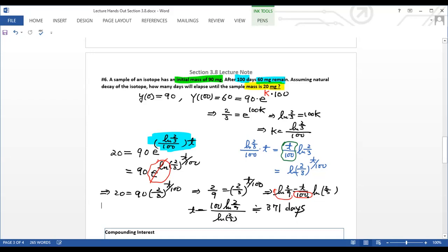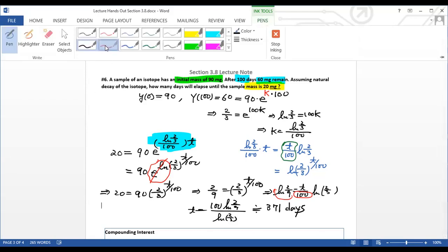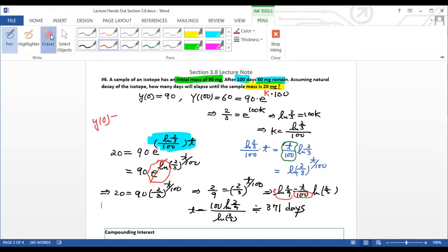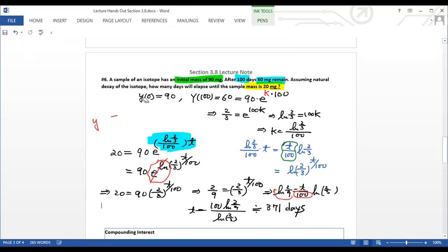So according to this rate, it's about 371 days for the mass to drop to 20 milligrams here, okay? So it's a pretty easy section, right, this lecture. The whole thing is based on the Y0, I'm sorry, it's Y(t), right? Based on this equation, we use it many times here. So Y(t) is equal to Y0 times e to the K t, right? So don't forget that.